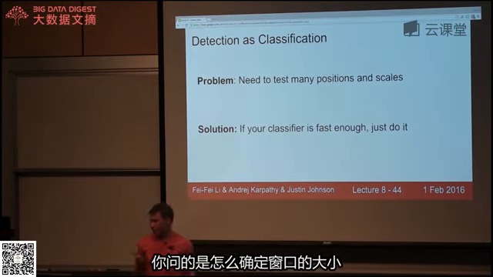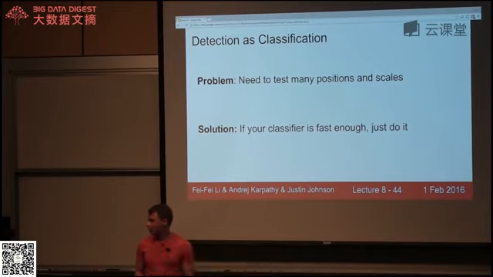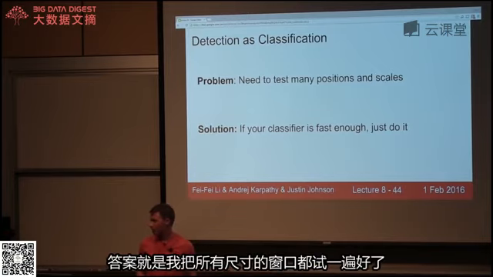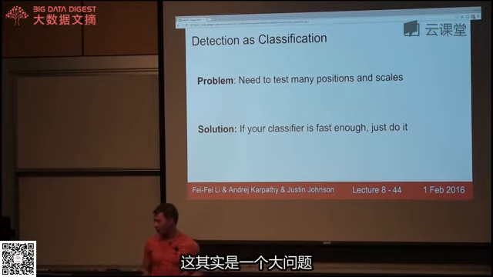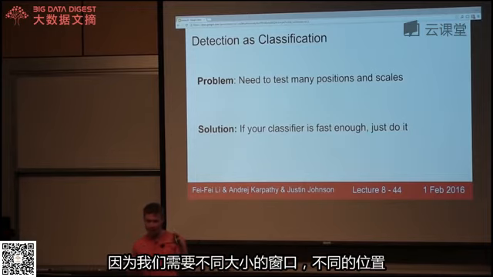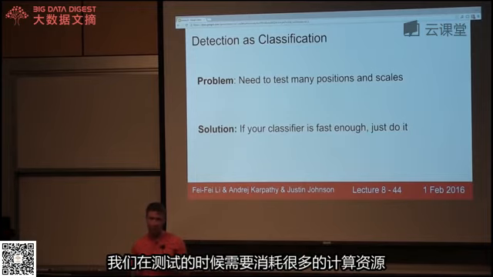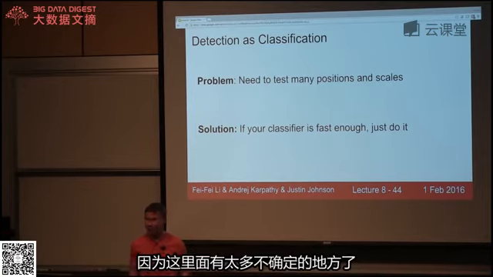Oh yeah, question? So how do you decide what's the window size? The answer is we just try them all, right? Just literally try them all. So that's actually a big problem, right? Because we need to try windows of different sizes, of different positions, of different scales. We need to do this for every test image. This is going to be really expensive, right? There's a whole lot of places we need to look.